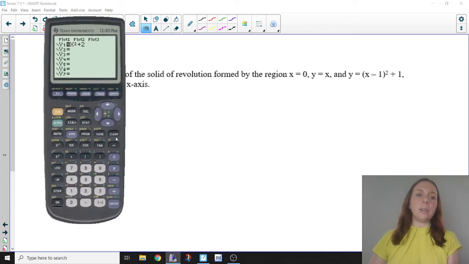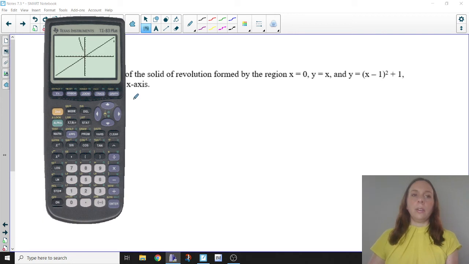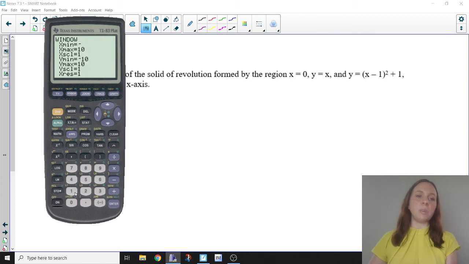So let's take a look at these functions, y equals x, and y equals quantity x minus 1 squared plus 1. And what I want you to notice is that there's something going on in here, and we need to zoom in on that region, especially because it says that we are also bounding by x equals 0, so we're not going to look at any region over here in these quadrants. And so I'm going to go to my window, and I think I'm going to change my x-min to -1 just so I don't completely lose my y-axis.